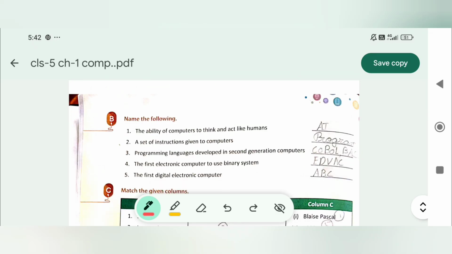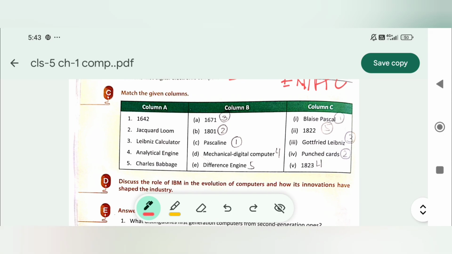Name the following. The ability of computers to think and act like humans, AI. A set of instructions given to computers, program. Programming languages developed in second generation computers, COBOL and BASIC. The first electronic computer to use binary system, EDVAC. The first digital electronic computer, this will be ENIAC. ENIAC. Next, match the given columns.